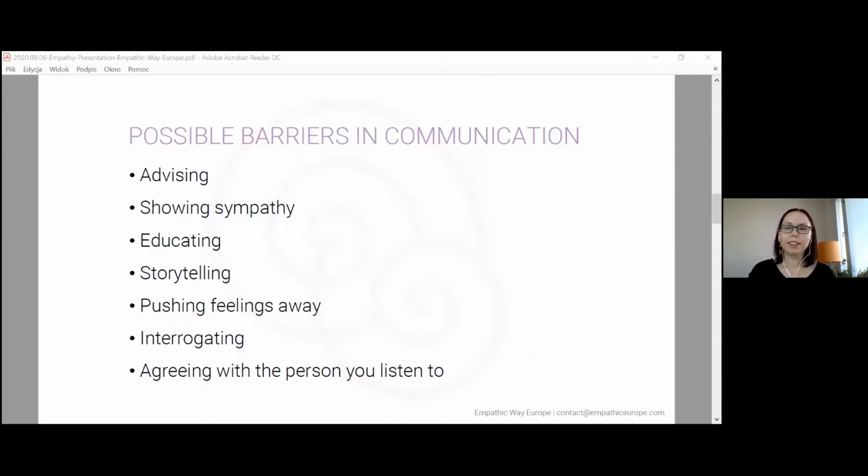Here is the slide with a few possible barriers in communication. Sometimes you can name them empathy killers. So that's basically what empathy is not. We very often do these things when we listen to others, and it's not forbidden, but please be aware that it simply is not empathy. So now I stop sharing the screen.